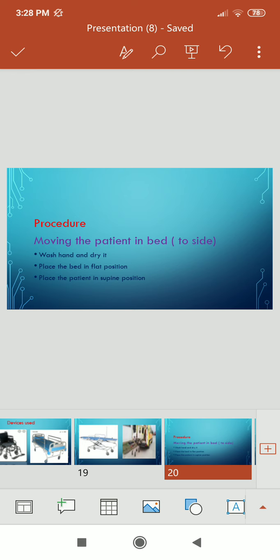Procedure. Moving the patient in bed to the side. Wash hands and dry them. Place the bed in a flat position. Place the patient in the supine position.